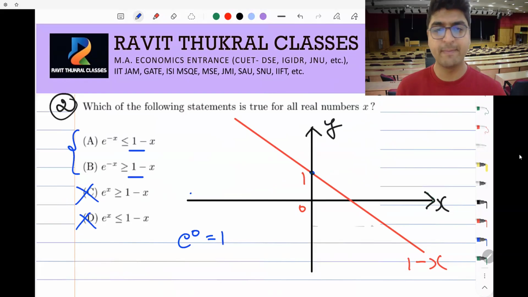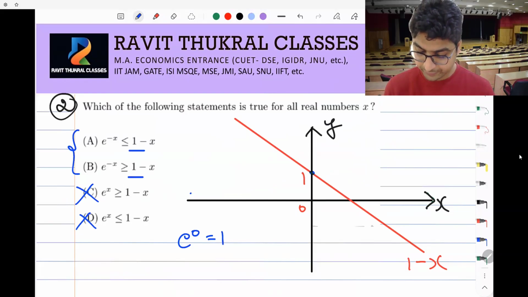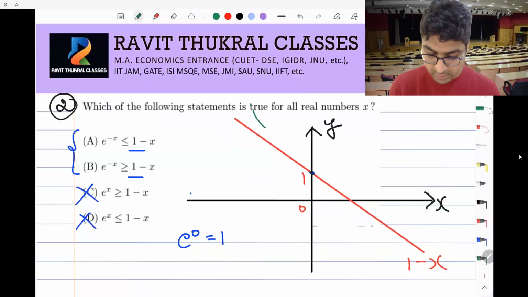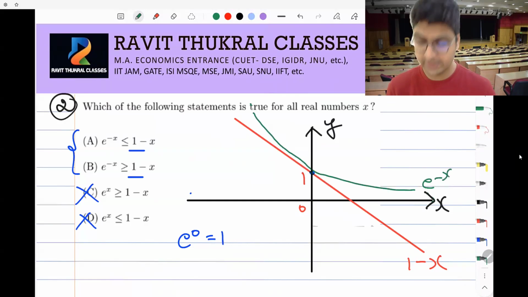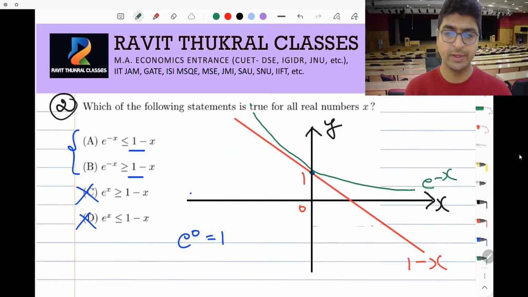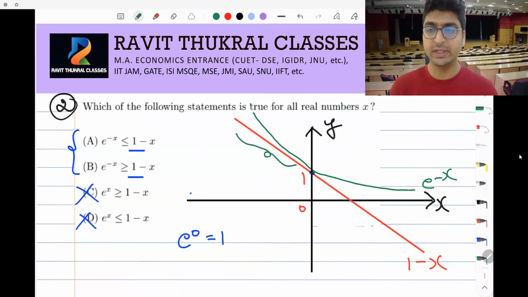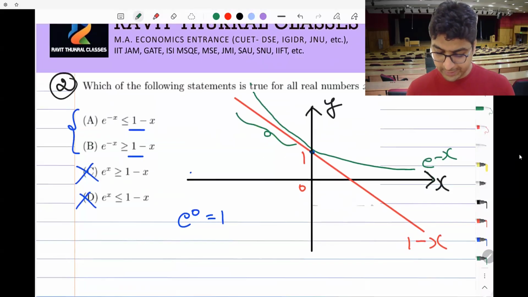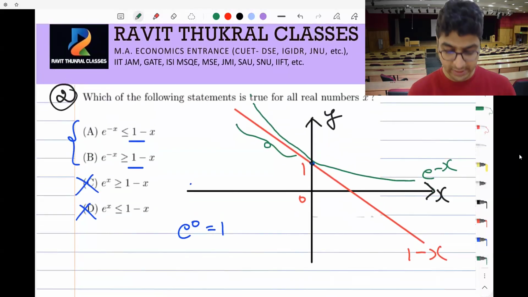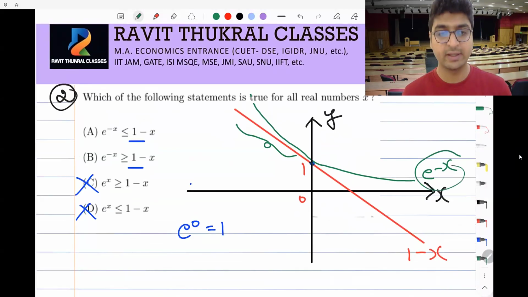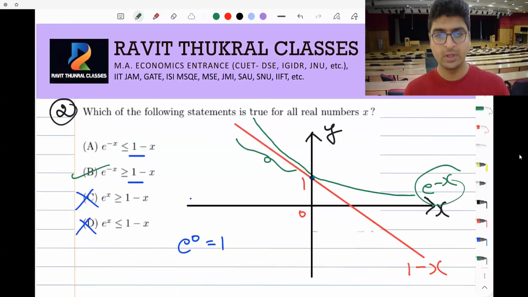Well, I know how e to the power minus x looks like. It looks like this. This is e to the power minus x. Okay. Well, you might ask how do you know that it will come out above? Well, first let's check the answer according to this graph. So e to the power minus x is higher. So option B is correct. That's for sure.